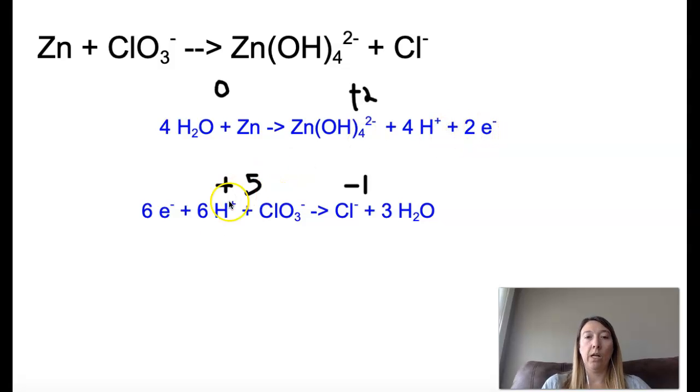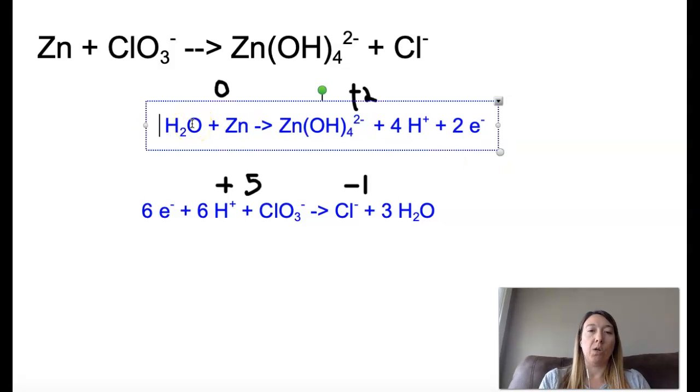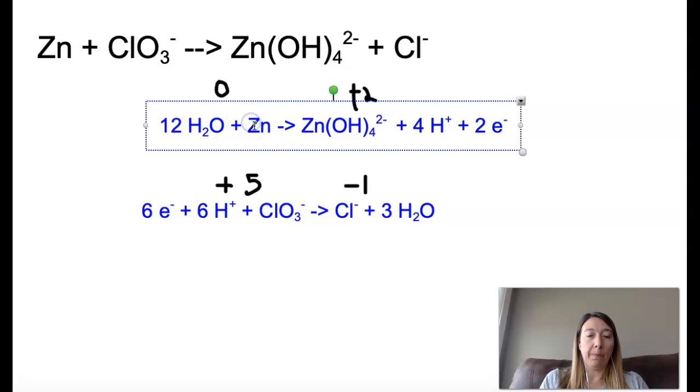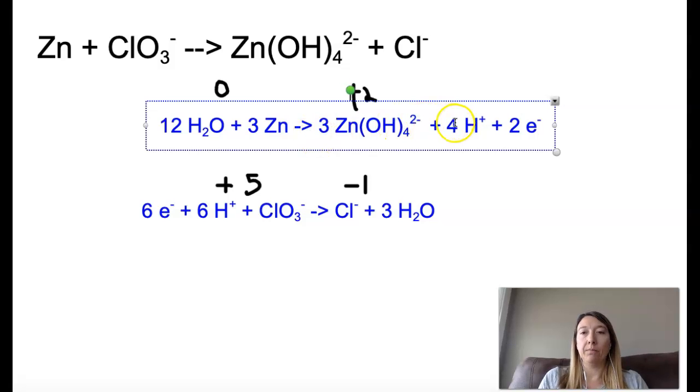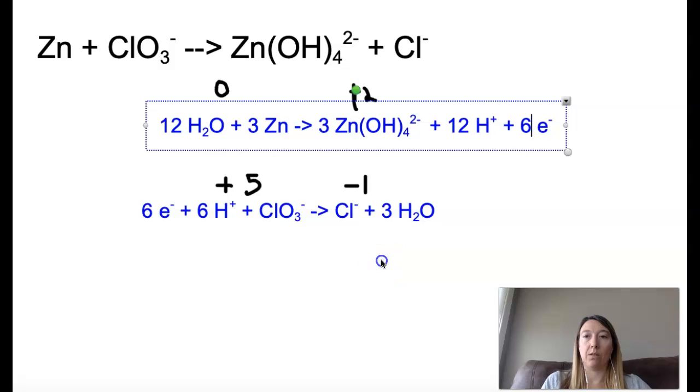So we have 6 electrons in this equation, we have 2 in this one. Lowest common multiple between 6 and 2 is a 6, so we do not have to multiply the second equation by anything. But we have to multiply this first equation, everything by 3. So 4 times 3 is 12, 1 times 3 is 3, 1 times 3 is 3, 4 times 3 is 12, and 2 times 3 is 6, okay?